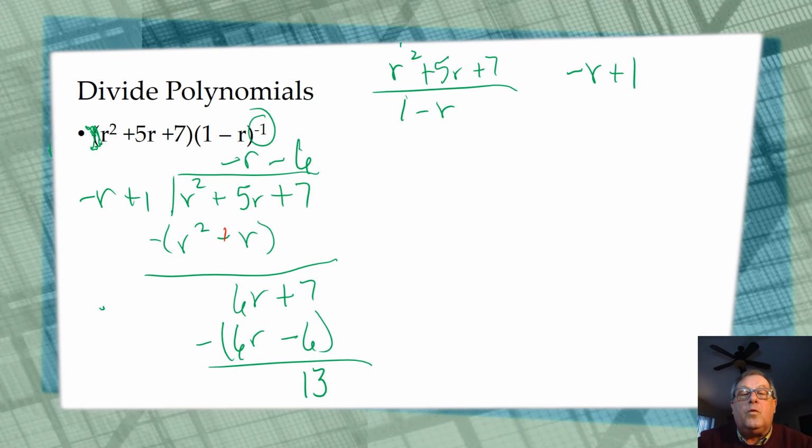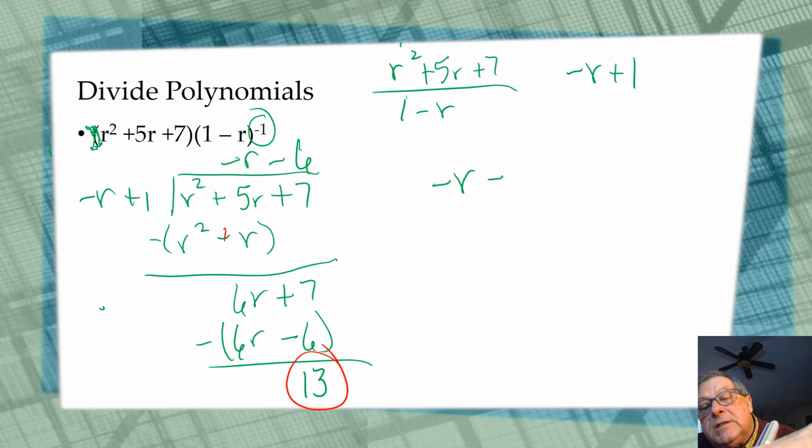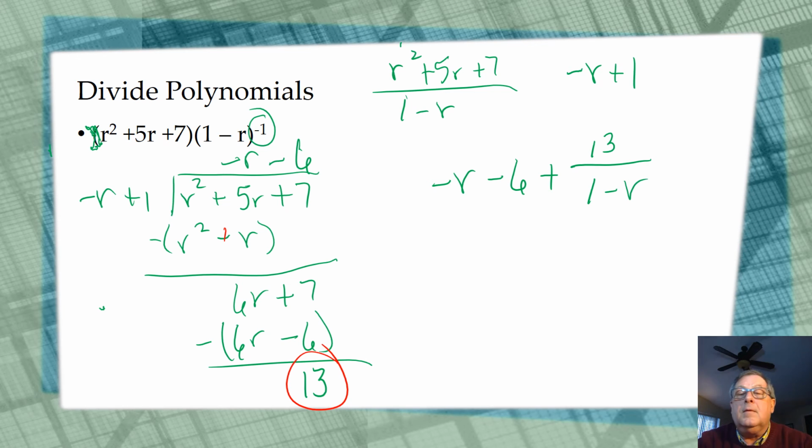And here's the next little wrinkle that we have, is that we've got a remainder of 13. So how do we express our answer to this problem? Well, we got here in our quotient negative r minus 6 plus, we got a remainder of 13 over, let's go back to our original expression, 1 minus r. So we got a remainder of 13 divided by 1 minus r. That deserves a Shazam.